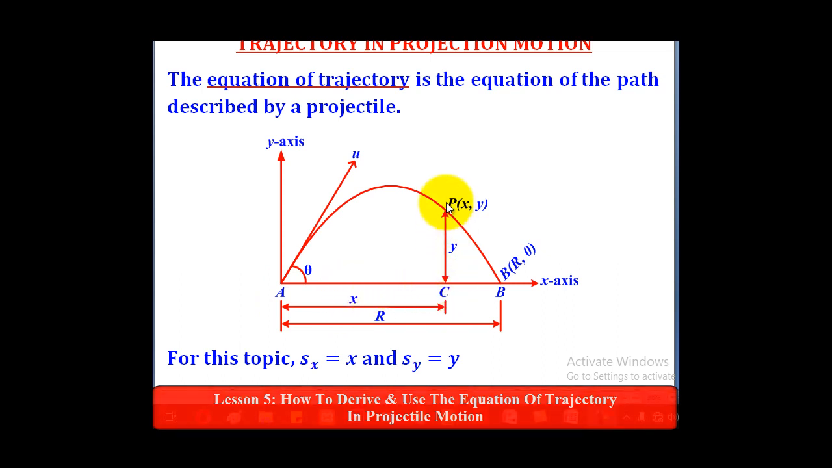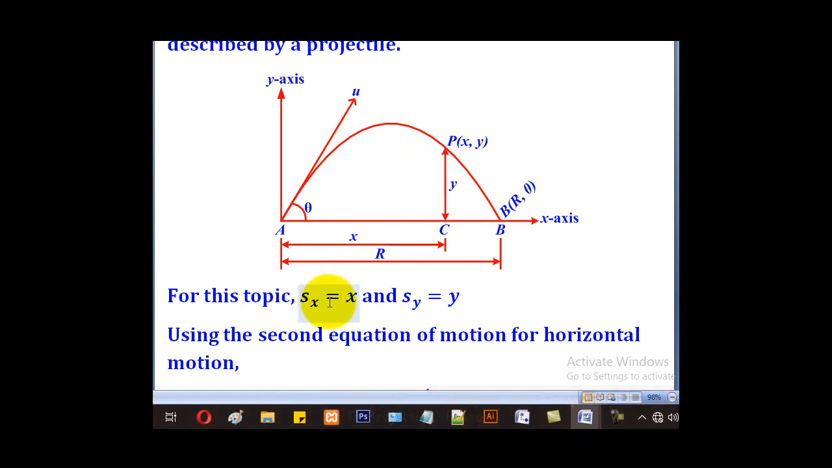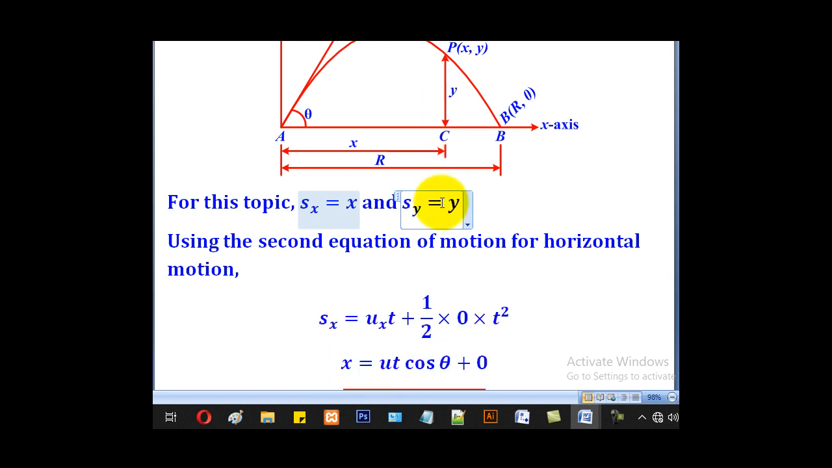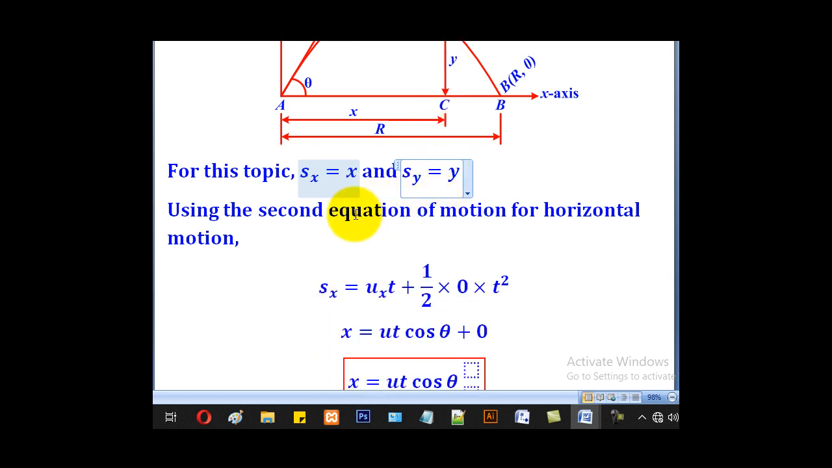In this case, we shall consider the horizontal displacement at any time t to be x and the vertical displacement at any time t to be y. In other words, sx will be considered to be x and sy will be considered to be y. So we shall get an equation relating x and y, and that will be our equation for this path, known as the equation of trajectory. We shall start with horizontal motion.